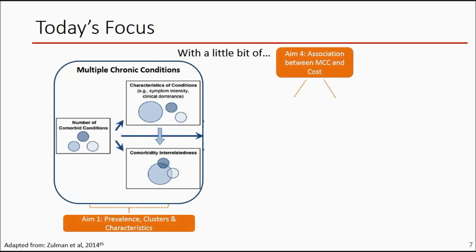So I have 4 dissertation aims. This is where each of them sit in regards to that framework. Today I'll specifically be focusing on aim 1, which is characterizing this construct of multiple chronic conditions among children. And then there's a little bit of aim 4 thrown in, describing their healthcare utilization and costs among this group and by the characteristics of the conditions that they have.